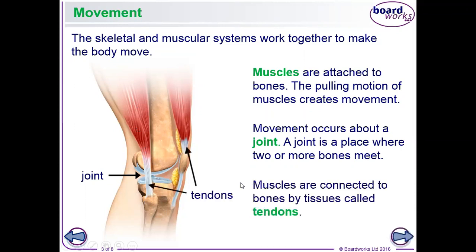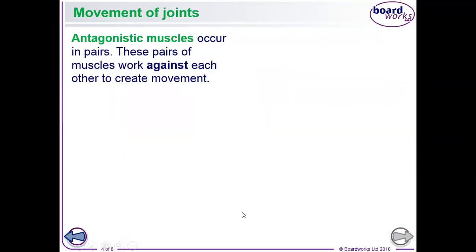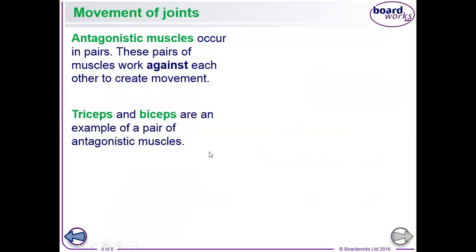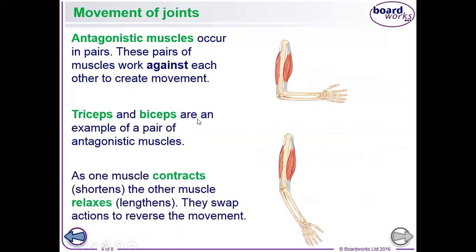And also, the muscles are connected to the bones by tissues called the tendon, which I mentioned to you before. This is a tendon here. You can see the way it's so strong so that it doesn't allow a breakage between the muscle and the bones. And also, we call something antagonistic muscles. They are in pairs. It means these pairs are muscles which work against each other to allow you to move. An example is the bicep and the tricep. They are an example of antagonistic muscles.